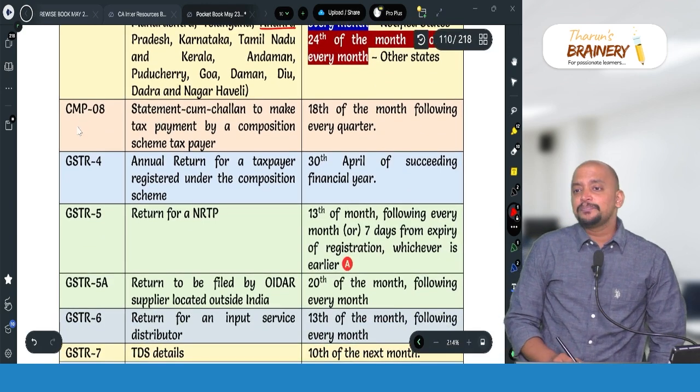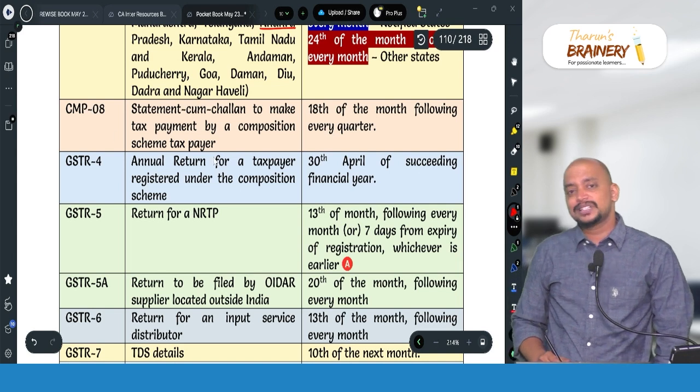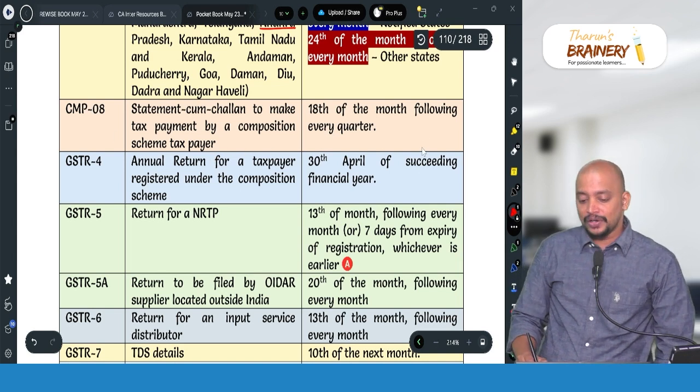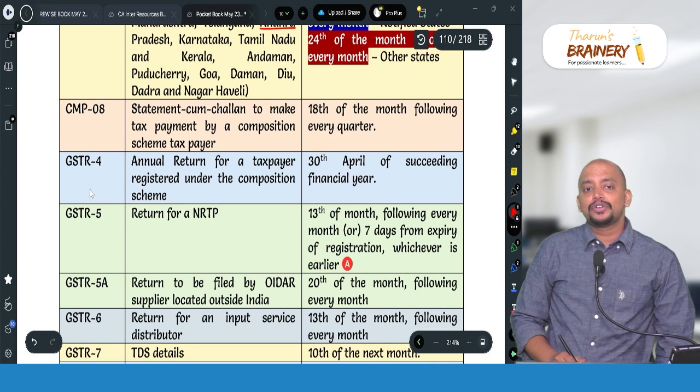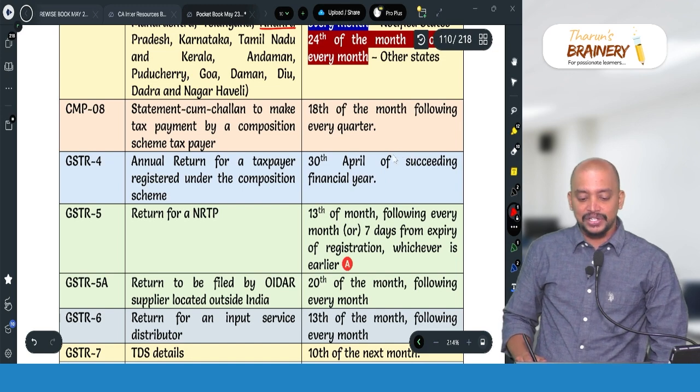Then CMP 8, who will be filing CMP 8? Composition scheme. What is the time limit? 18th of the month following every quarter. GSTR 4 is an annual return filed by a person opting for composition scheme. Time limit is 30th April of the succeeding financial year.